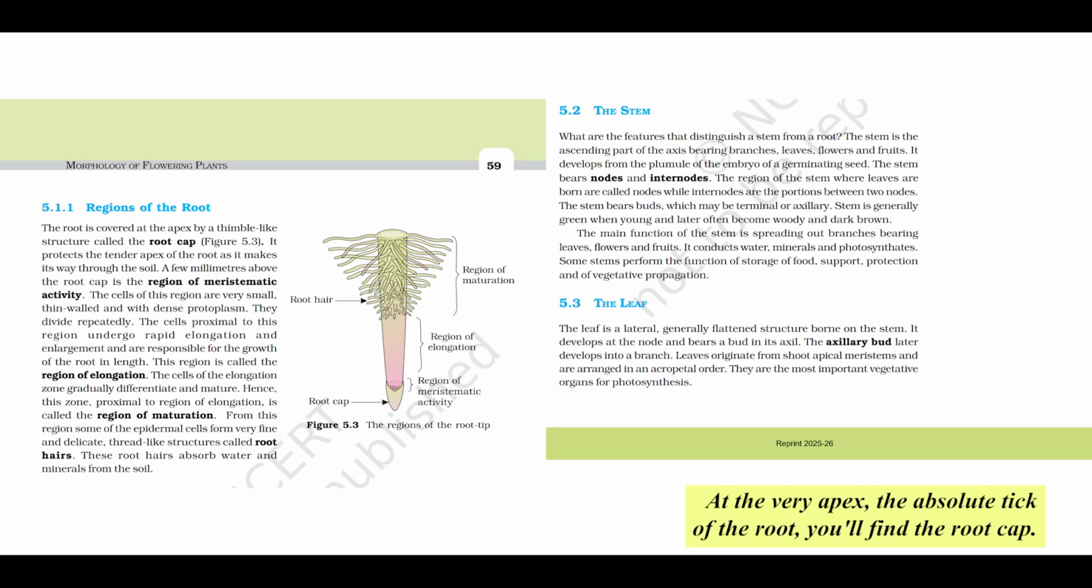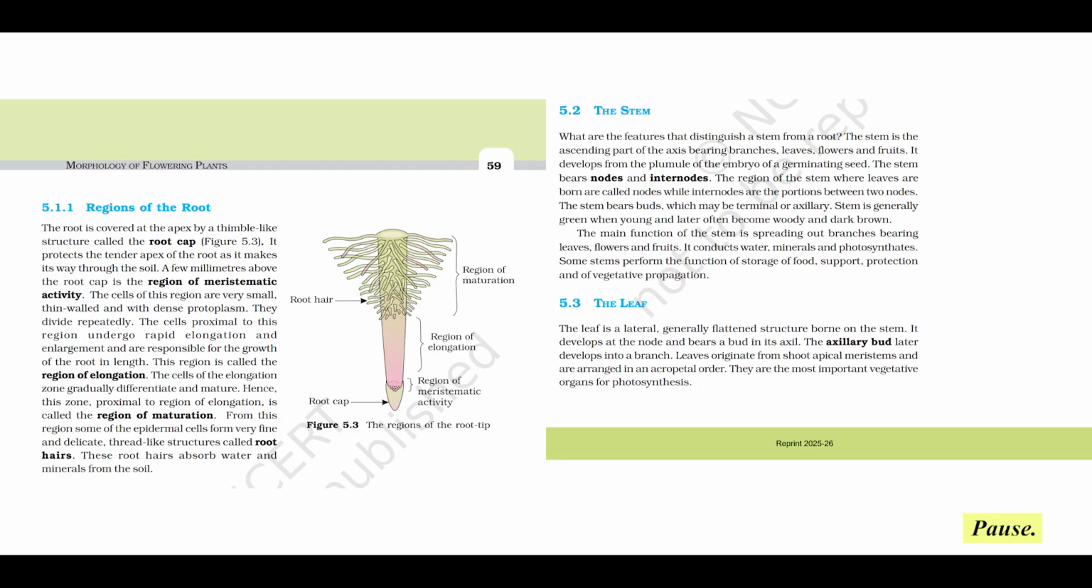Okay, at the very apex, the absolute tip of the root, you'll find the root cap. This is a thimble-like structure, almost like a tiny helmet, covering the delicate growing tip. A protective cap. Exactly. Its primary function is protection. As the root pushes its way through the soil, which can be quite abrasive and resistant, the root cap shields the tender apex, preventing mechanical damage to the actively dividing cells within. It's the root's first line of defense.